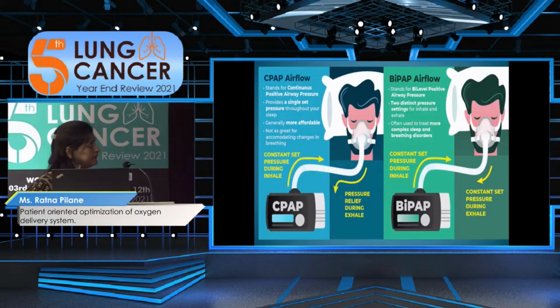This is a clear picture of CPAP and BiPAP, where CPAP has a constant steady pressure during inhale and pressure relief during exhale. It has only one valve, whereas BiPAP has two valves: when the patient inhales, and it also has a secondary valve which maintains the set pressure during exhale also. So CPAP stands for continuous positive airway pressure. It provides a single set pressure and is generally more affordable for the patient.